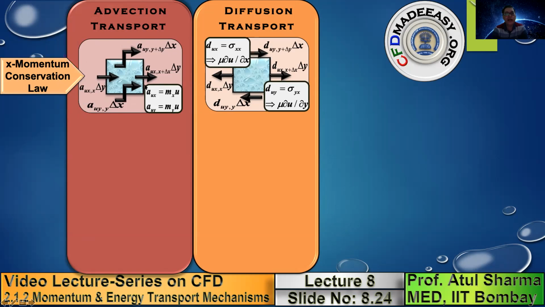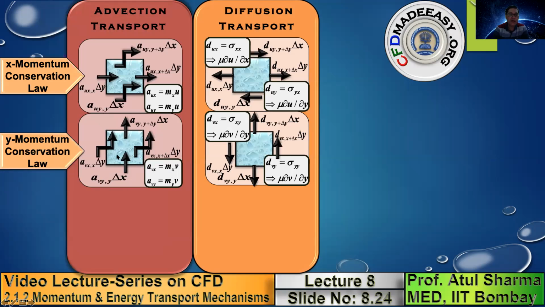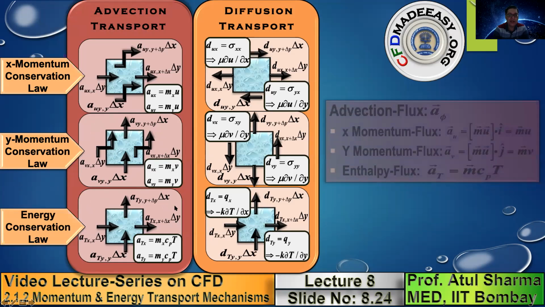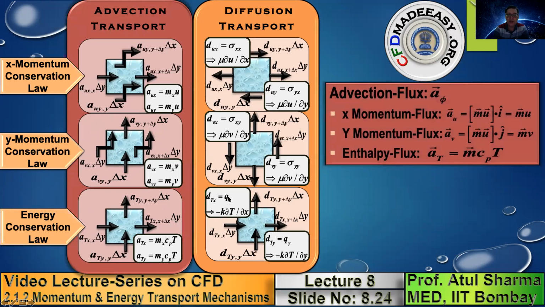calculate the rate at which x momentum is leaving the surface of the control volume. This is used to calculate net viscous forces in the x direction. Similarly, for y momentum, this is the rate at which y momentum is leaving the control volume. This corresponds to the viscous forces in the y direction. This gives us the rate at which enthalpy is entering across the various surfaces of the control volume, and this gives you the total heat gained by conduction heat transfer.